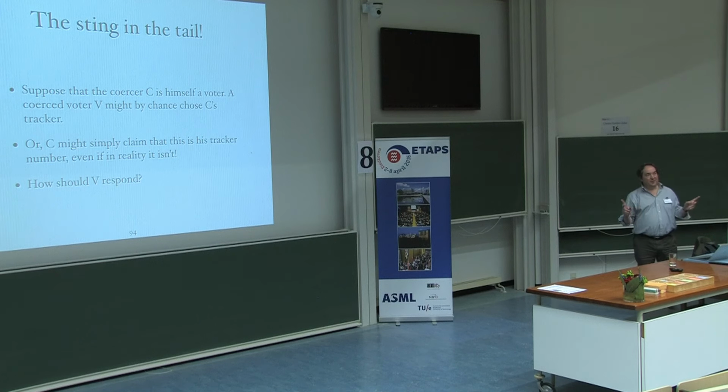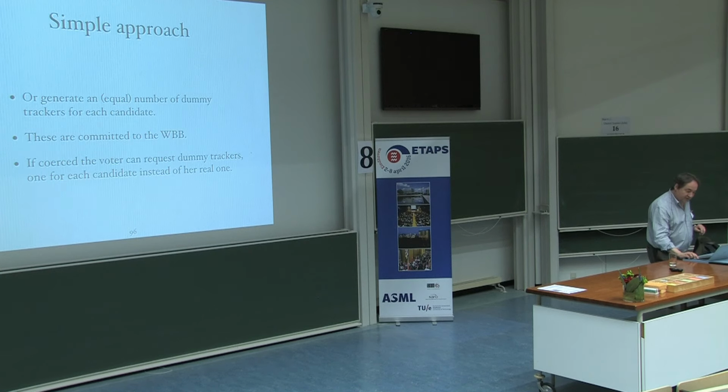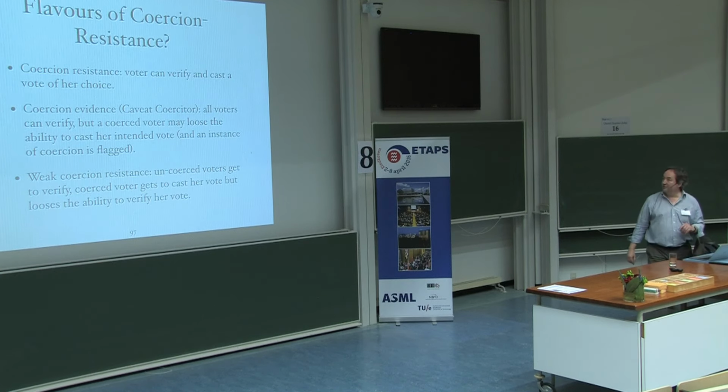Some of you may have spotted that there is a difficulty here. If the coercer is himself one of the voters, you might, by chance, when you're being coerced, pull off an alternative tracker and actually hit on the coercer's tracker number. Or perhaps even more dangerous, the coercer might simply claim that the tracker number you're claiming to him is actually his tracker number, so he knows it can't be the true one. I won't go into the details of how we try to solve that. We think we have a decent solution, but we don't have time to talk about it.